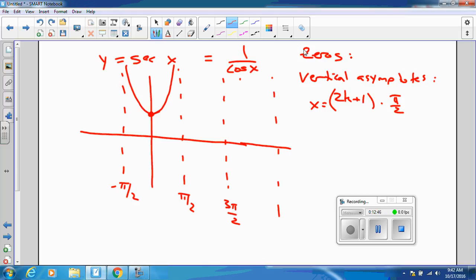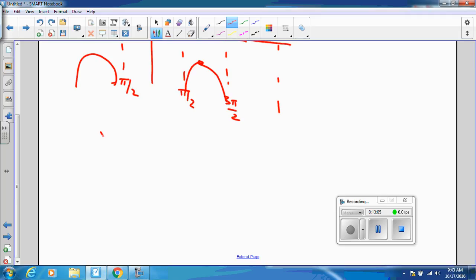And we have the same symmetry that cosine has. What happens over here? This is from the right to negative infinity. Good. What's the largest value? Negative 1. You got it. And then we just repeat it. Okay? And that's that.